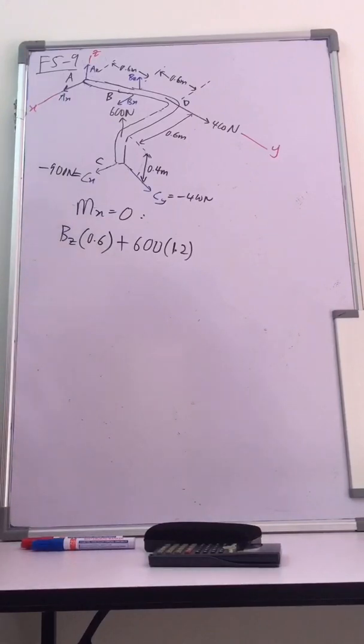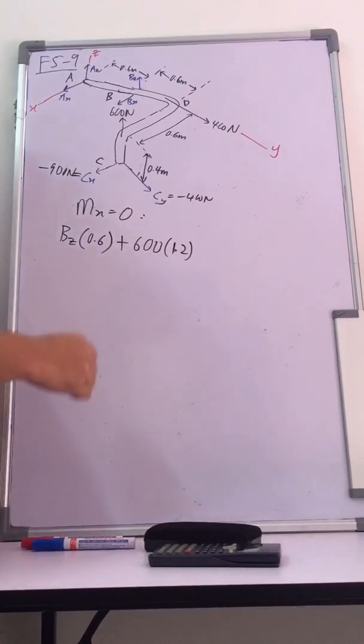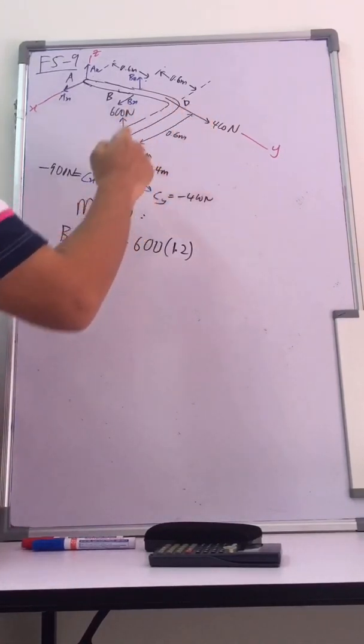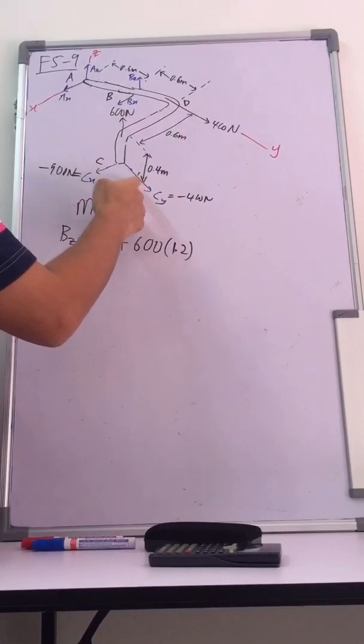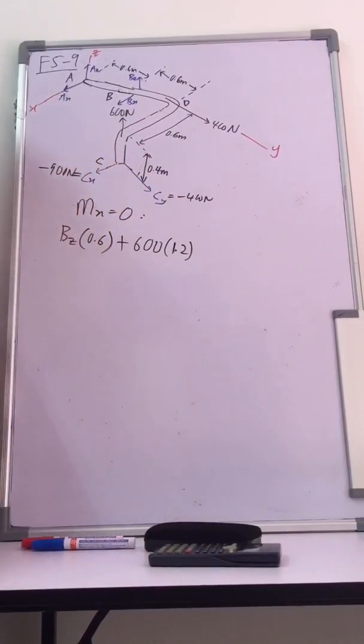How about Cy? Cy actually won't have moment. Why? The reason is, again, same as 400 Newton, if you extend this line of action, it will intersect the x-axis. So there is no arm. But Cx here, because it's parallel with the x-axis, it will definitely have moment.